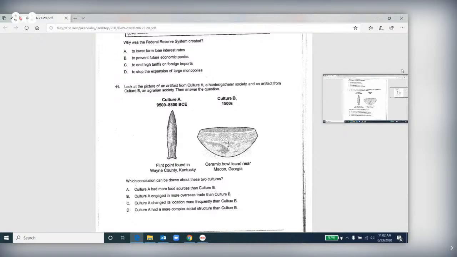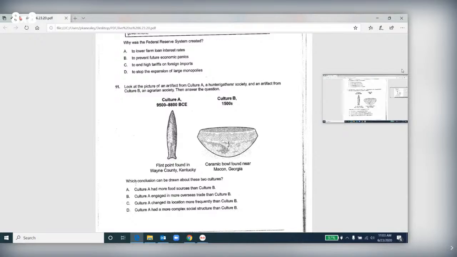A, culture A had more food sources than culture B. Probably not, because one had agriculture, one had crops, one had animals. So I don't think it's a question of one having more than the other. B, culture A engaged in more overseas trade than culture B. There's nothing about trade that you can infer from either one of these things. So I'm going to cross B off. So we've crossed A and B off, so it just leaves us C and D.